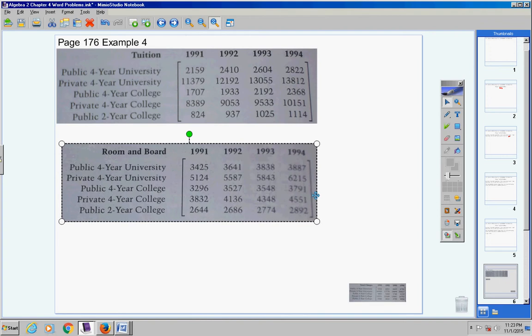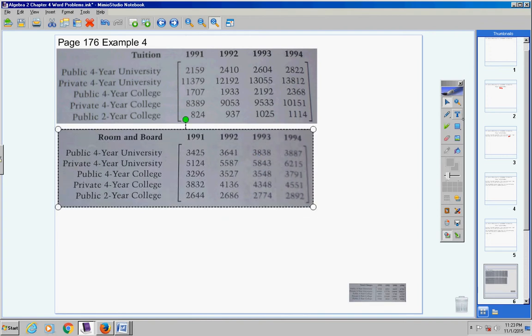They give you these 2 matrices, okay? And they tell you this matrix here is a tuition matrix. So if you want to look at a public 4-year college in 1994, there's the cost. Okay? Pretty cheap. It's kind of funny, isn't it? Pretty cheap compared to nowadays. If you want to look at a private 4-year university in 1992, it cost about $12,000. Okay? So they give you a matrix that has all of the tuition rates.